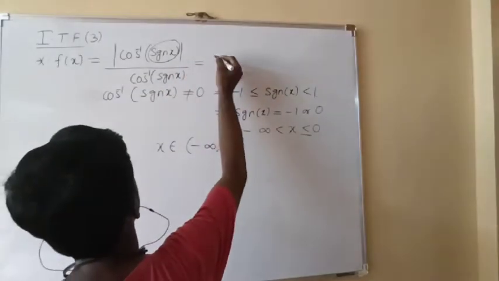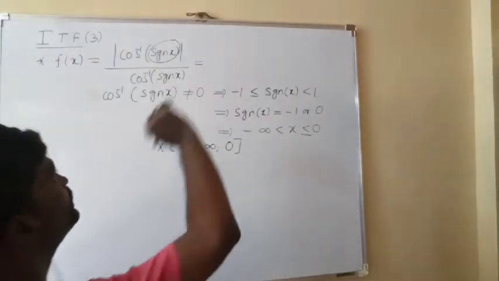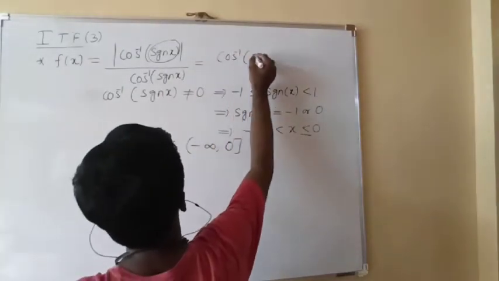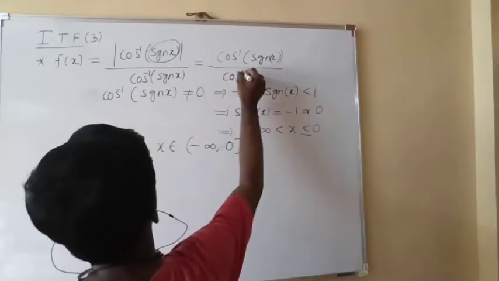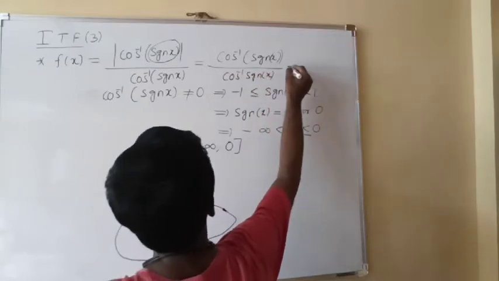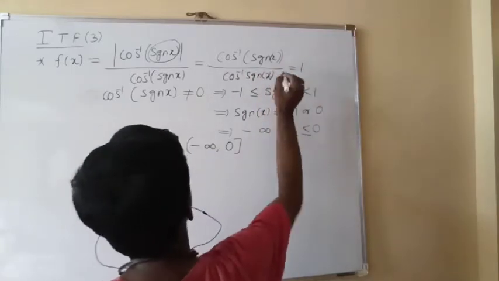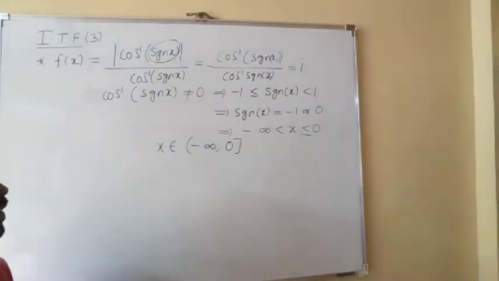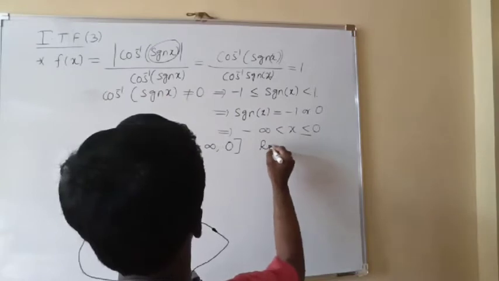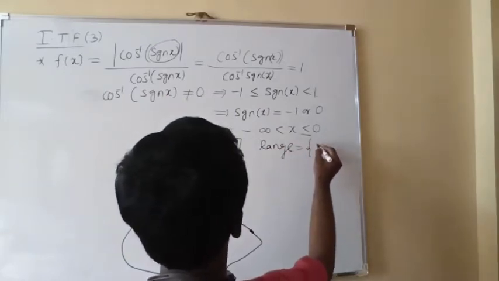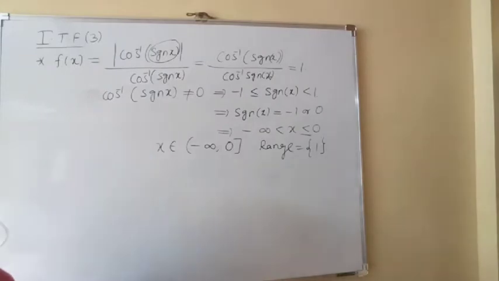So as it is positive, using mod x is equal to x when x is positive, this becomes cos inverse of signum of x divided by the same thing, cos inverse of signum of x. On cancelling, what you will get? 1. So f of x is equal to 1 for all x values in minus infinity comma 0, 0 included. So the domain is this interval, and the range of this function contains only one element, 1. So it is a constant function.